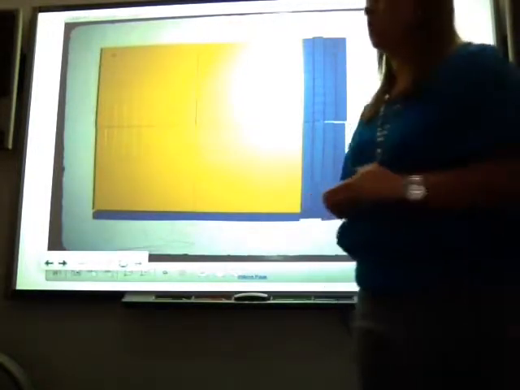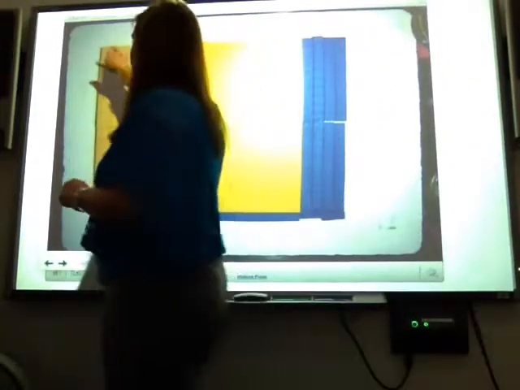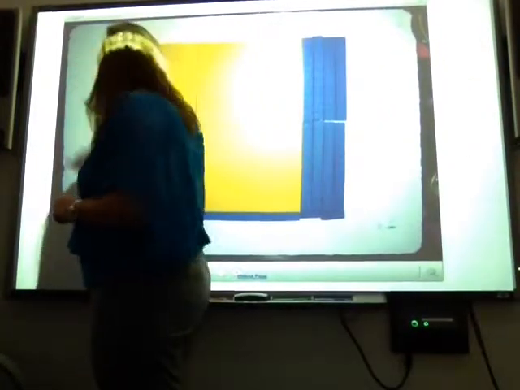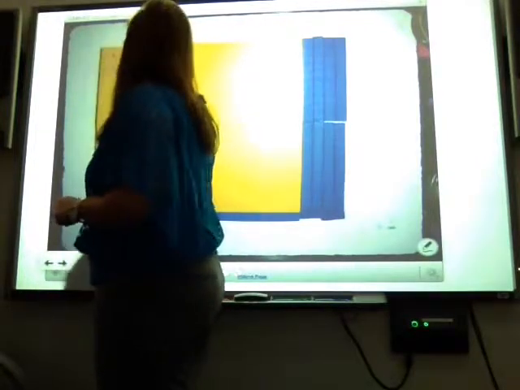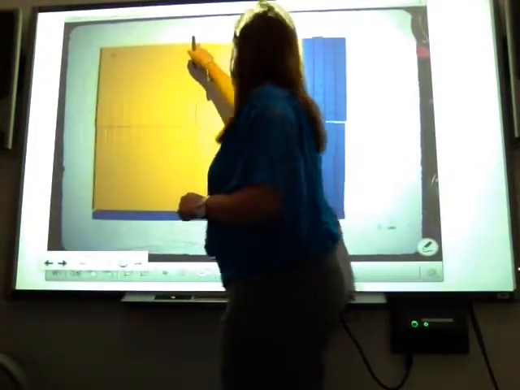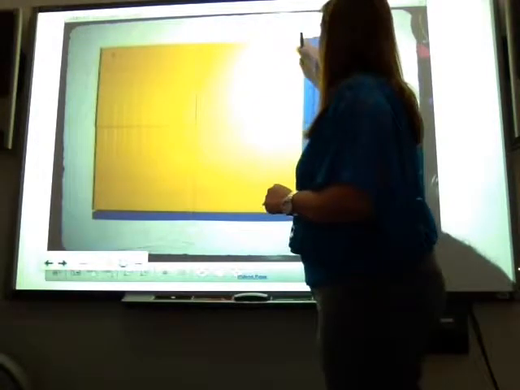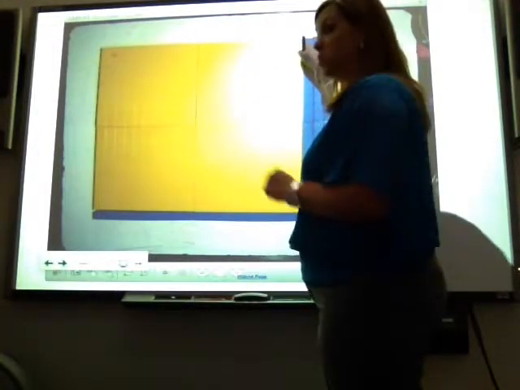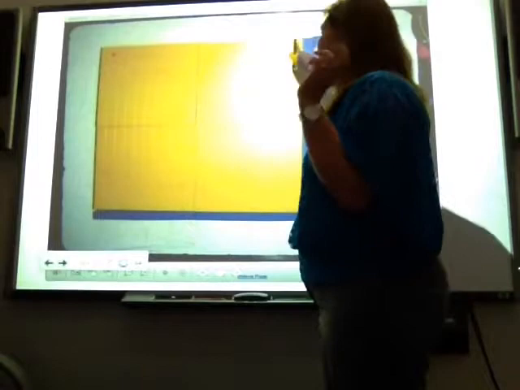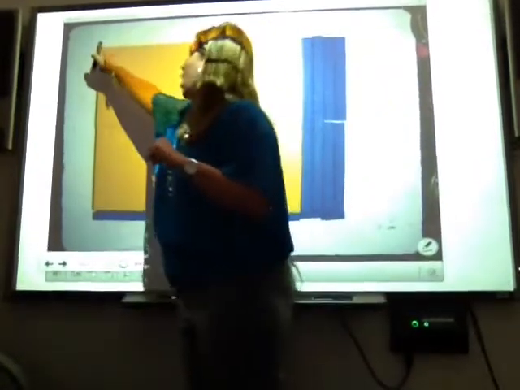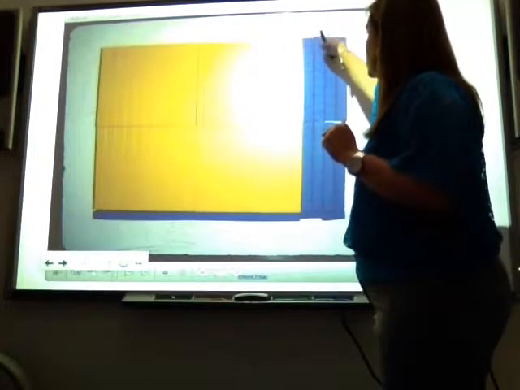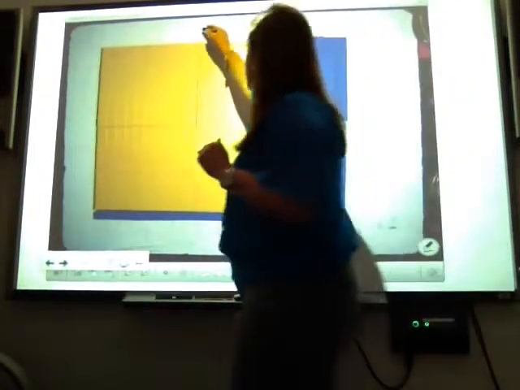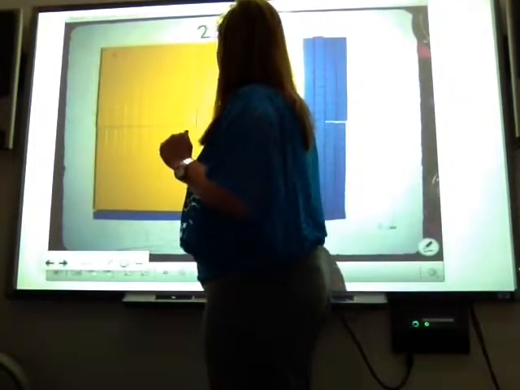All right, so putting our finger at the top left. What do we have going on? Ready? Let's count with me. 1, 2. Do I count this as 3 wholes? No. I will start counting again. 1 whole, 2 wholes, 1 tenth, 2 tenths, 3 tenths, 4 tenths. So my length is 2 and 4 tenths.